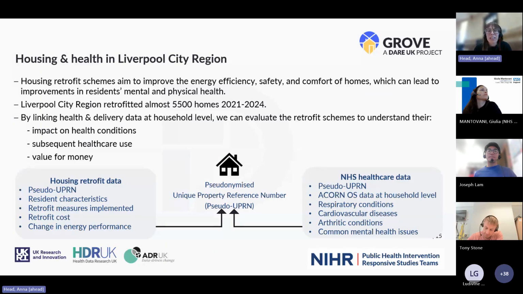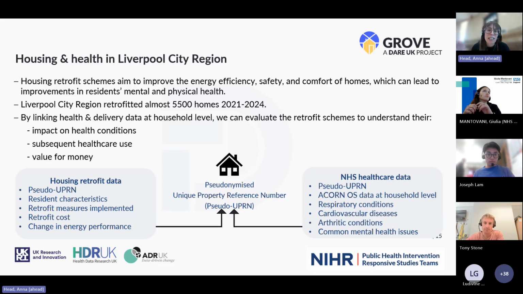And then the second example is from an NIHR first evaluation project, looking at evaluating the health impacts of government-funded housing retrofit programs in the Liverpool City region. For this project, the Liverpool City Region Combined Authority Housing Team provided us with their data on the retrofits that they delivered between 2021 and 2024, which was about 5,500 homes. The data they provided include the installed measures, like solar panels, or whether it was wall insulation, when the installation was done, the EPC ratings before and after, and the cost of these measures installed.